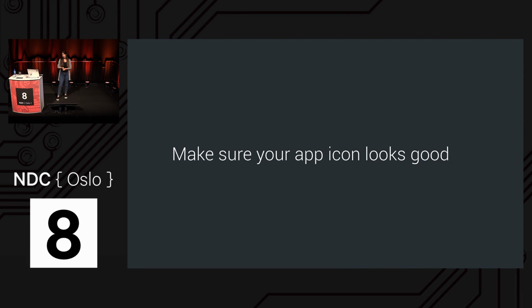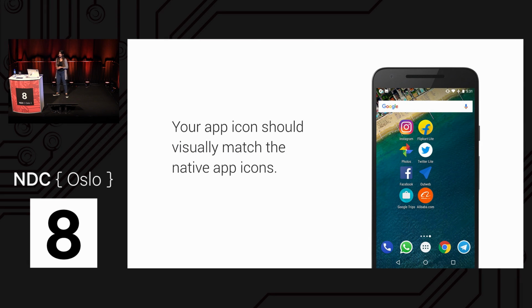Remember that your app will sit next to the other native apps on your home screen, which means it has to have some requirements for your app icon in order for it to look good. So the first thing we need to do is that your app icon should visually match the other app icons around it. There are some visual standards that it should match, like formats and sizes.